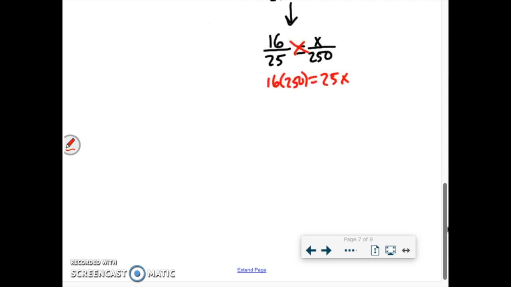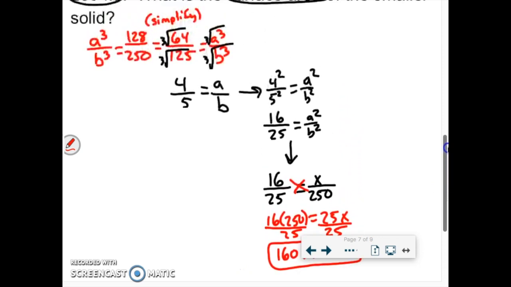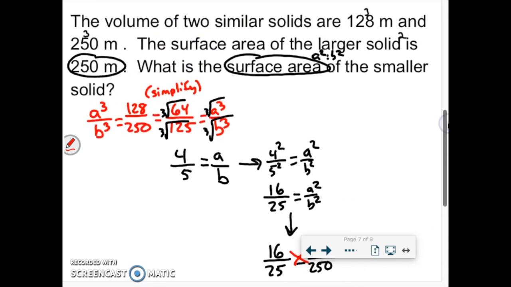You can do that 16 times 250 first if you want. Once we divide the 25 over, 250 and the 25 are really going to make a 10. So it's like 16 times 10 or 160. This is a surface area, so square meters is that missing one. All right, so with these steps, they can take some time, but that's what we're looking to do.